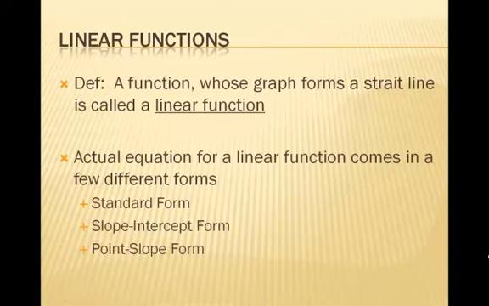A function whose graph forms a straight line is known as a linear function. Okay, pretty straightforward. Now, when looking at the equation of that line, it could come in a few different forms. It could be written in either standard form, slope-intercept form, or point-slope form. Later on in some different videos, we'll explain each of these different forms and why each of them is useful.